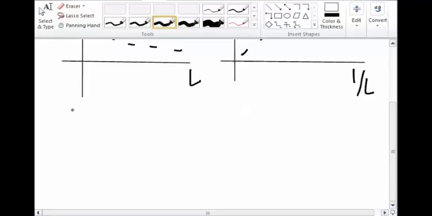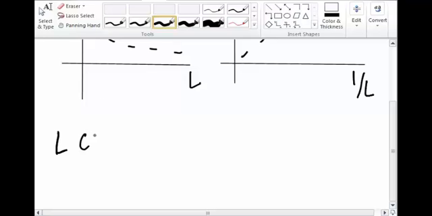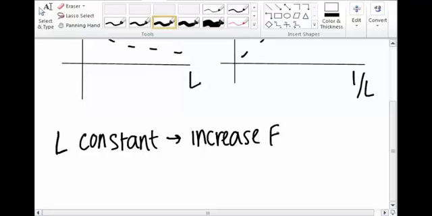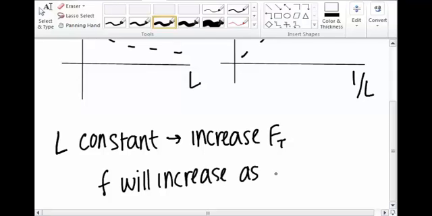So now we're going to have a little thought experiment. What if this time I leave my length constant, whereas yesterday we changed the length, but today I decided to increase my tension? What would that do to frequency if I increased tension? Yeah, it would increase frequency. So F will increase as the force of tension increases.